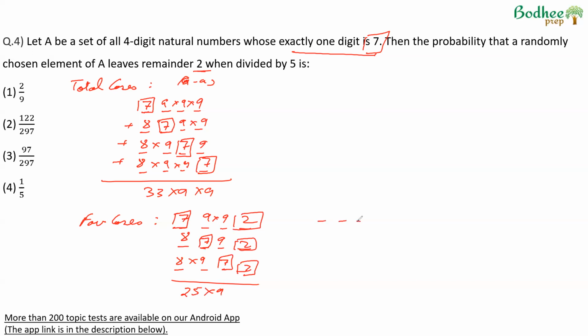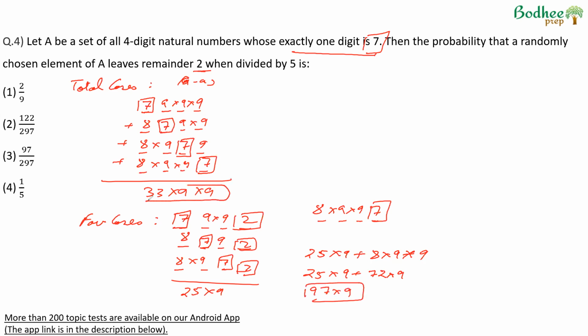The second possibility is the number ends in 7. The number of numbers here will be 8 into 9 into 9. This will also leave a remainder of 2. So the total number of favorable cases becomes 25 into 9 plus 8 into 9 into 9, which will be 25 into 9 plus 72 into 9. Taking 9 common, 25 plus 72, 97 into 9. This is the favorable number of cases.